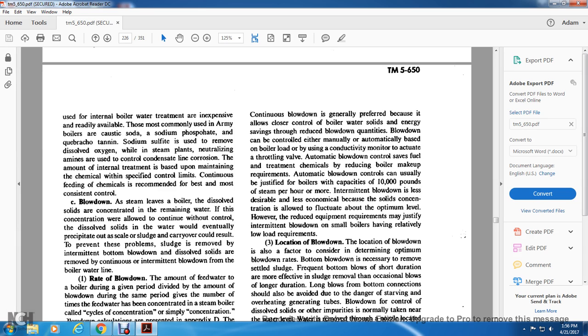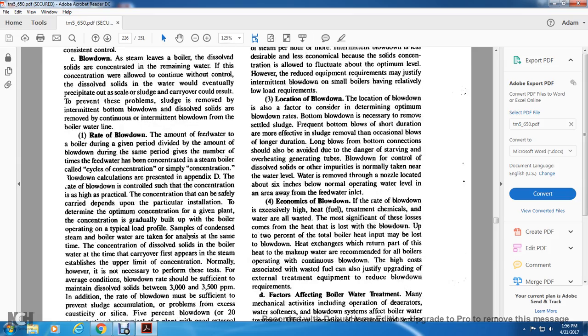Intermittent blowdown is less desirable and less economical because the solids concentration is allowed to fluctuate about the optimum level. However, the reduced equipment requirements may justify intermittent blowdown for small boilers with relatively low load requirements.